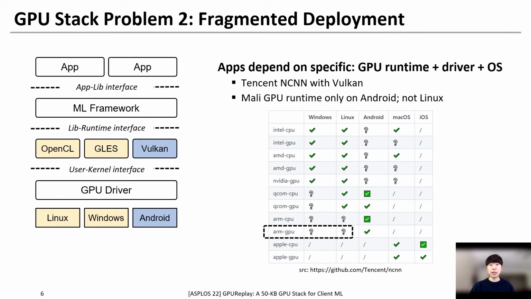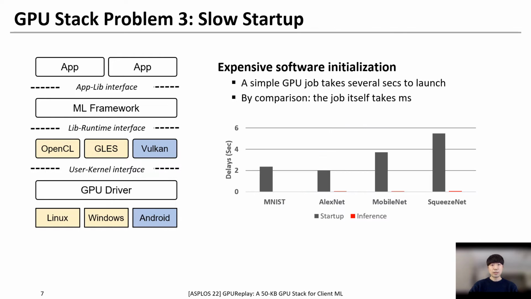Second, the GPU stack often shows incompatibility. In particular, GPU applications depend on a specific combination of GPU stack and the operating system. For instance, Tencent's NCNN does not confirm ARM GPU compatibility on top of Linux. While it requires Vulkan's API, ARM Mali supports its runtime for Android but not for Linux or Windows yet.